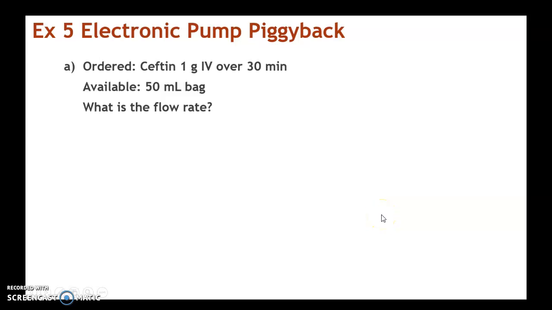Okay, this one says that we have an order to give Sefton 1 gram IV over 30 minutes, and it comes available in a 50 milliliter bag. What is the flow rate?